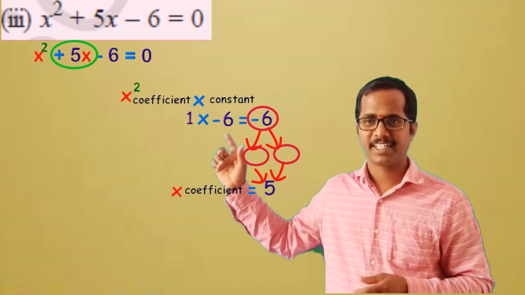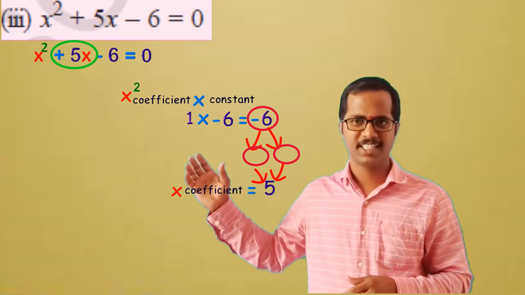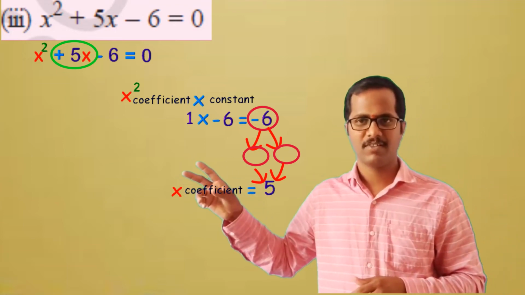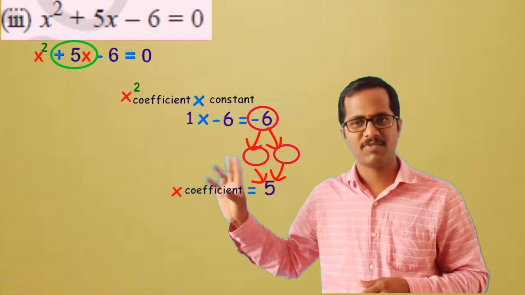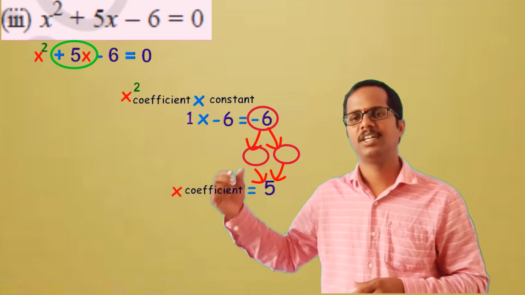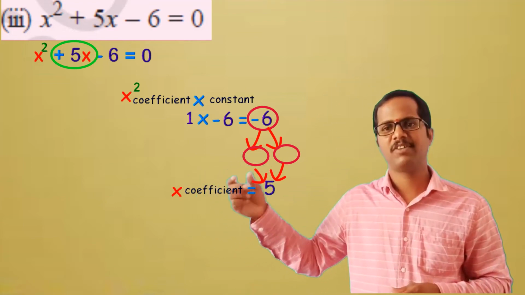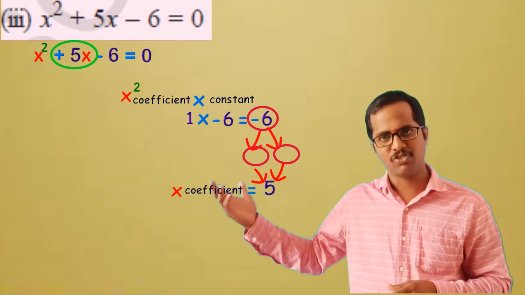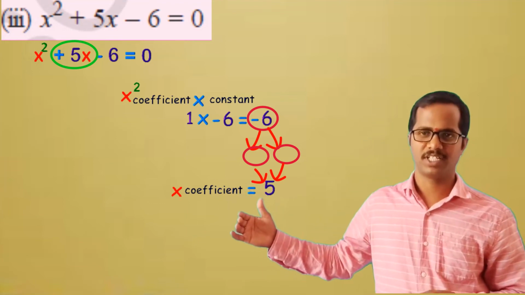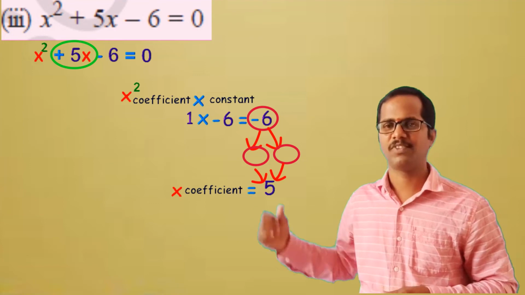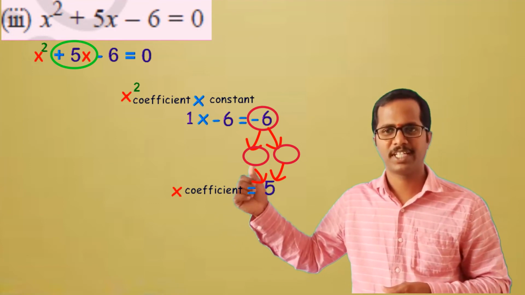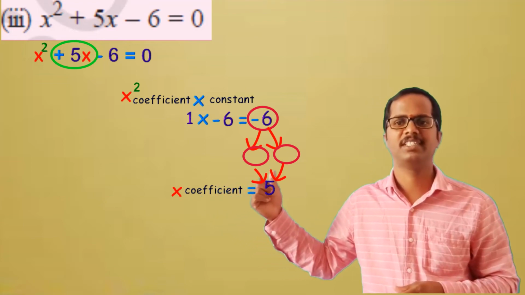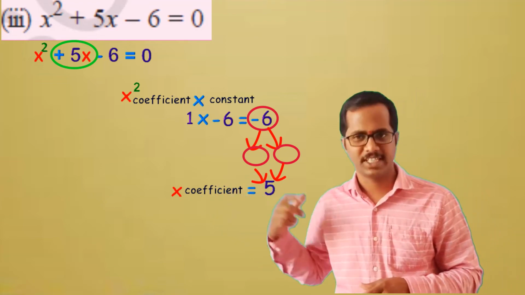So here we get the product as negative. So in this case any one of the factors of this product will be a negative number and another one will be a positive number, and which is to be negative and which is to be positive, it is decided by the x coefficient, that is here positive 5. So here x coefficient we have positive 5, so we need to take the bigger factor with positive sign and smaller factor with negative sign.